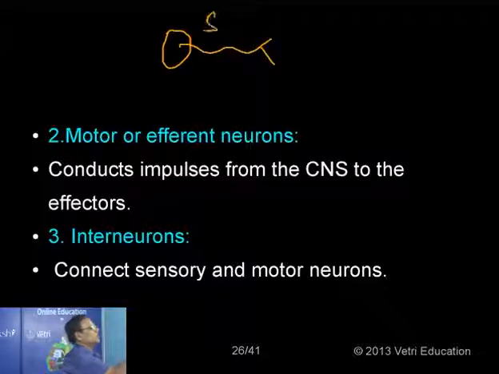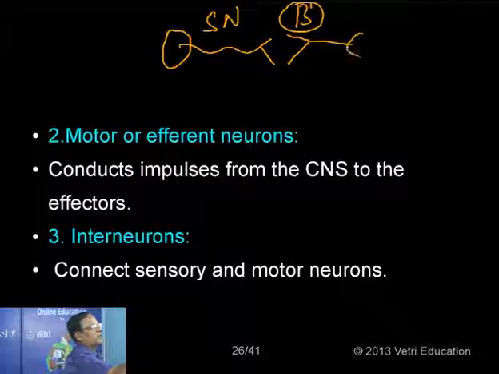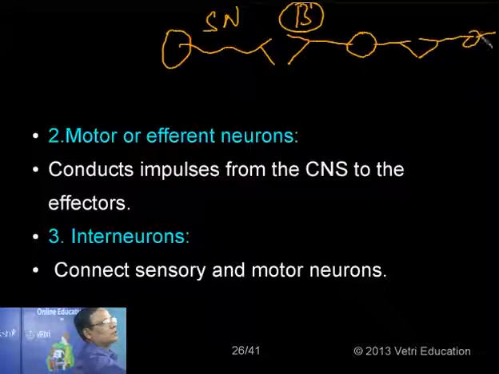This is a sensory neuron. Then we are taking the brain. This is a brain region. There it forms a connection with another neuron. And this neuron is once again connected to what is called the effector, the efferent neuron. Now this is a sensory neuron, and this is a motor neuron or efferent neuron.